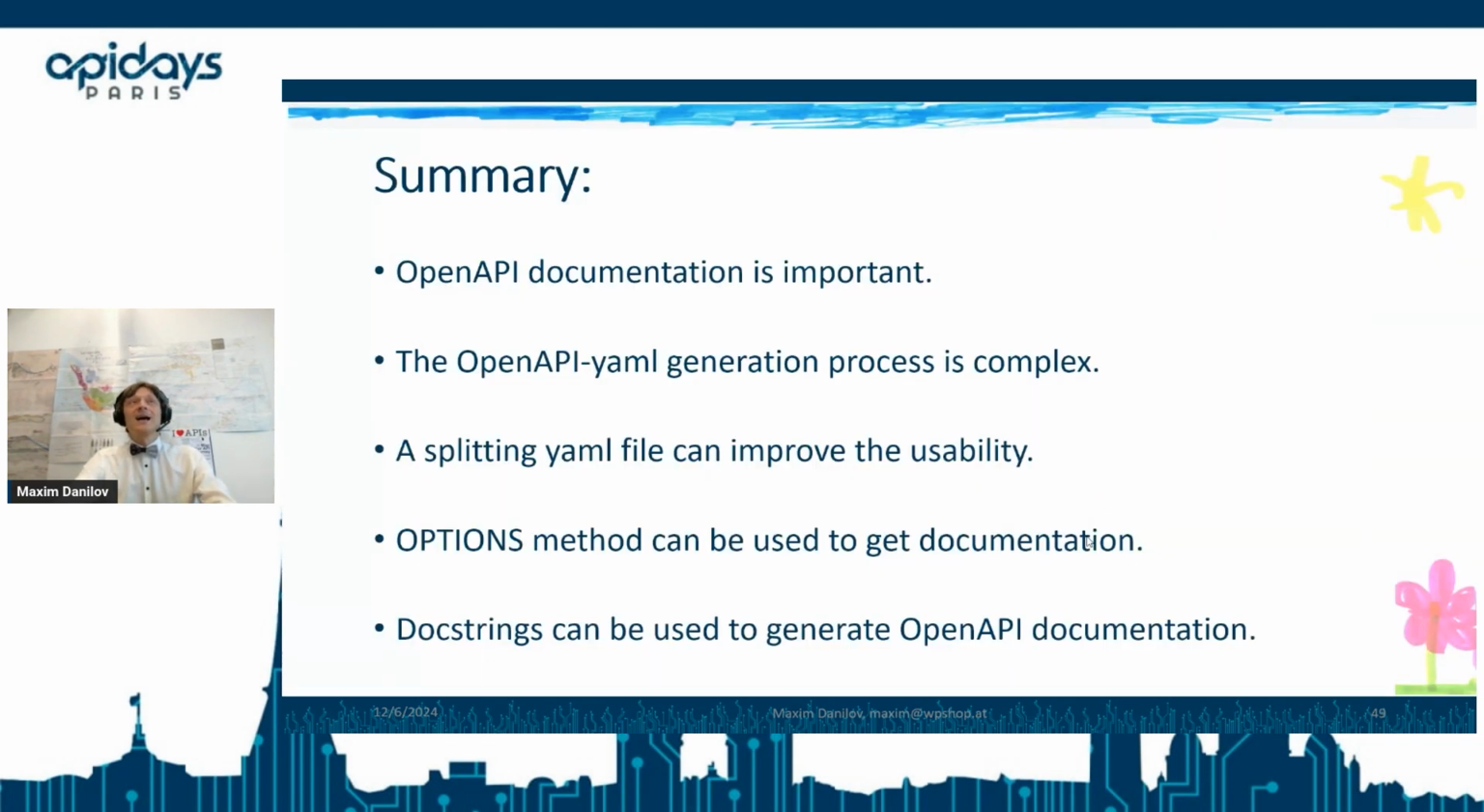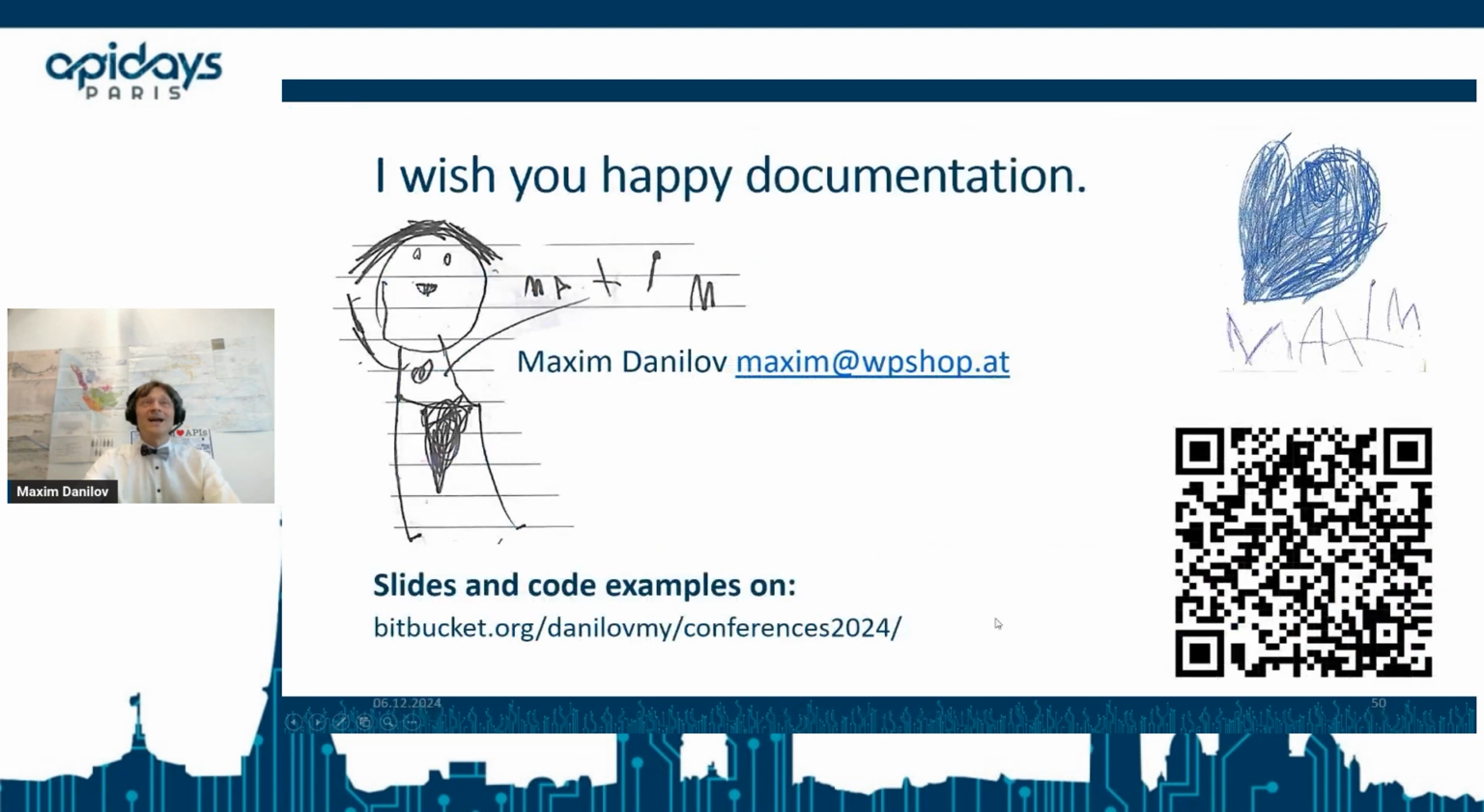Summary. The summary is easy. OpenAPI documentation for an API is important. The OpenAPI YAML generation process is complex, and if we split a big YAML file into small YAMLs, it can improve the usability of our service, and it can make the life of developers easier. The options method can be used to get documentation for a single route, and especially for my project, docstrings can be used to generate OpenAPI documentation. I wish you to be happy with documentation.